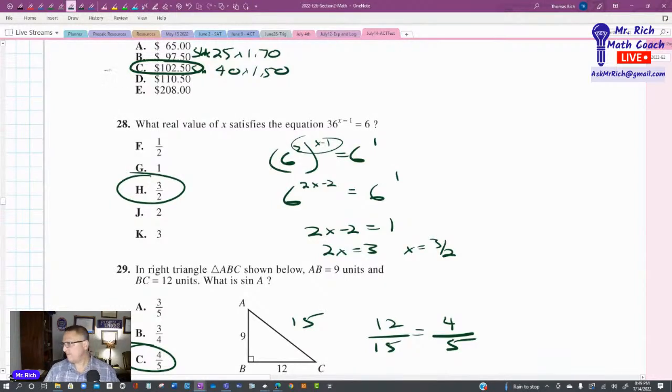I will make this comment here. Several times so far in this test, I have solved an exponential equation by matching the bases on either side of the equal sign and then using my rules of exponents. So that's definitely something to practice on.